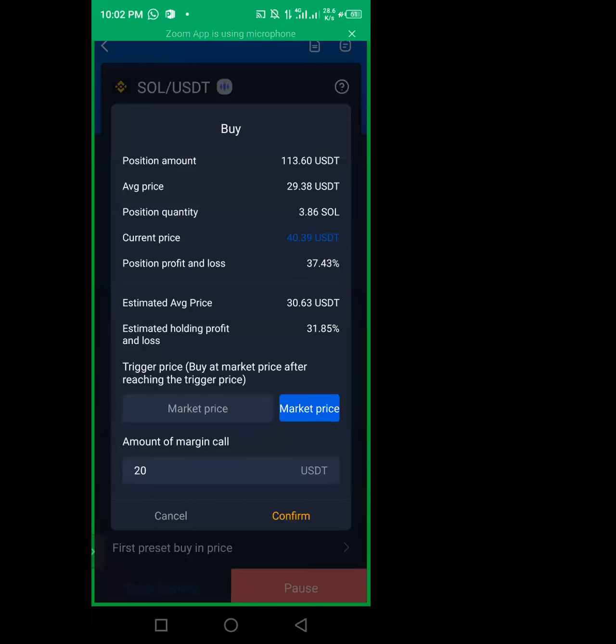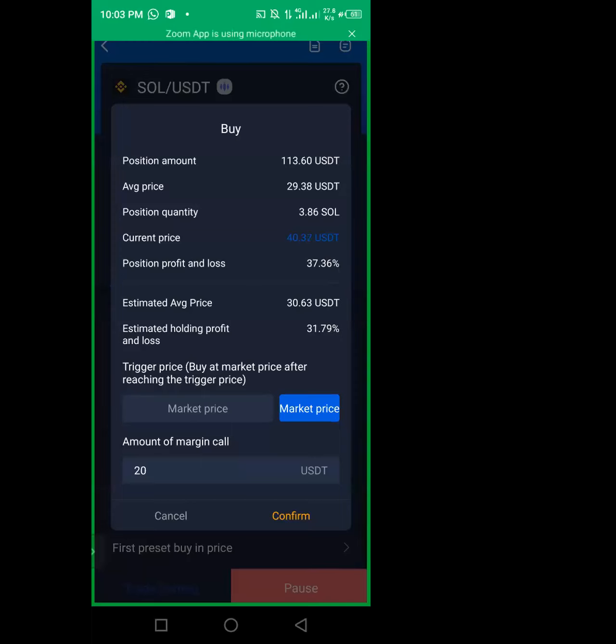My return rate before was 37. If I want to add $20 to this coin now through manual replenishment, my return rate will reduce. Before I was on 37% profit, now I will not be on 31. So we are not advised to do manual replenishment when we are already in floating profit. You are supposed to do it when you are in floating loss, so it will reduce your average price.